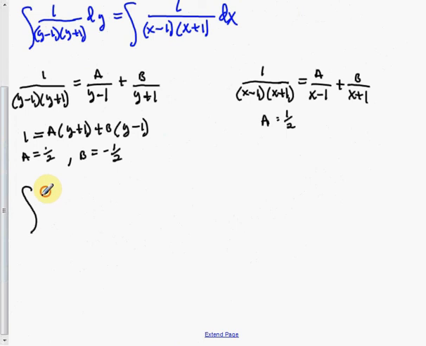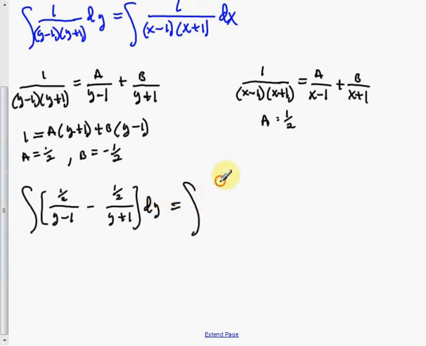So the left side, we have the integral of a over y minus 1 plus b over y plus 1. Right? So a is 1/2 all over y minus 1, then b is minus 1/2 over y plus 1, dy. That's equal to the integral of 1/2 all over x minus 1 minus 1/2 all over x plus 1, dx.